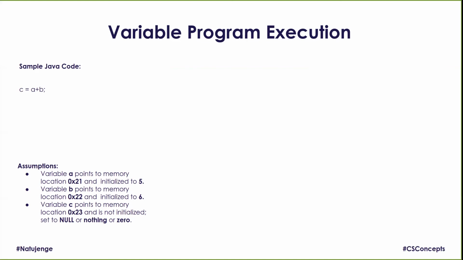Before it, there are other instructions, but for simplicity's sake, we are not going to look at what happens before and after. So we have variable B points to a location 22 in memory, and the value in that location is 6. And then variable C points to a location in memory that is not set at the moment, or it is set to null, nothing, or 0.